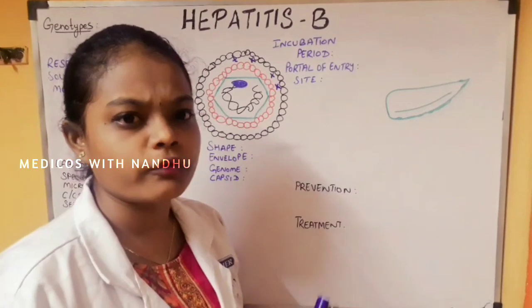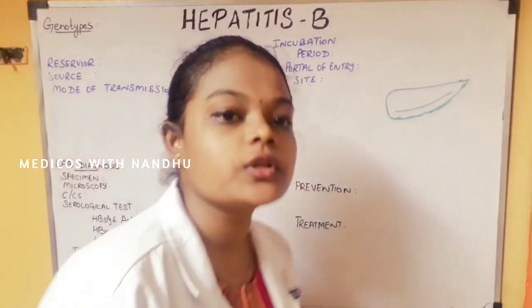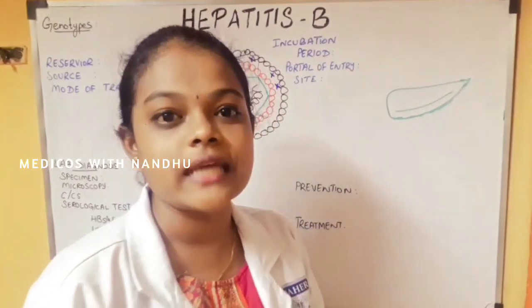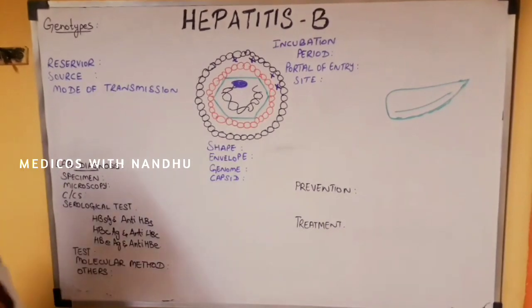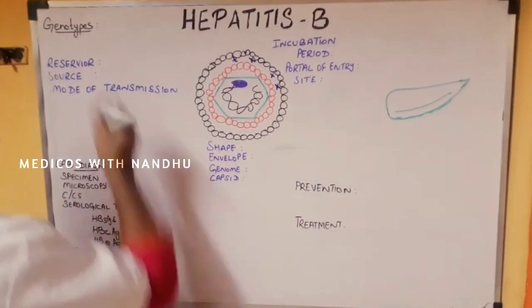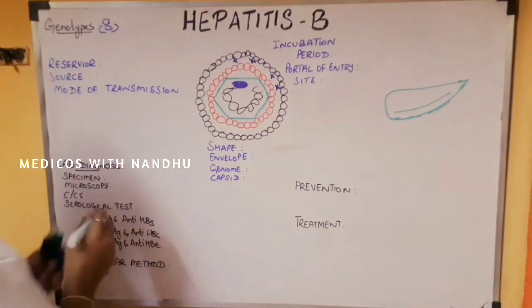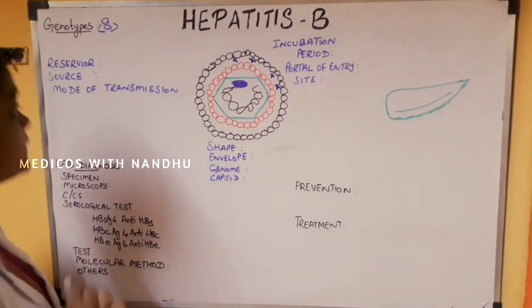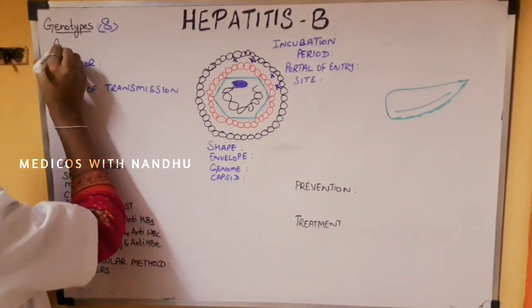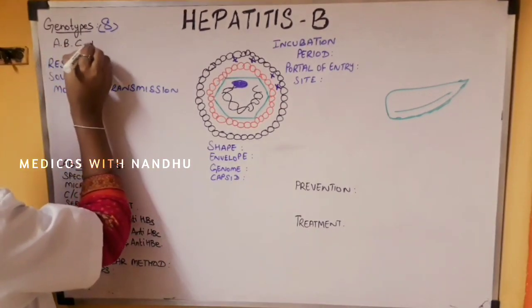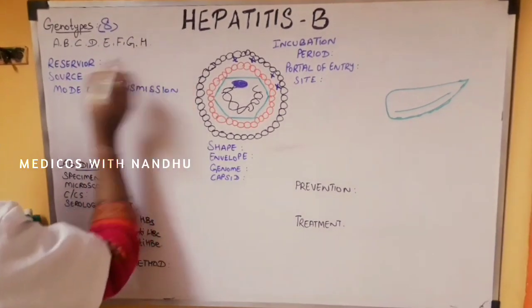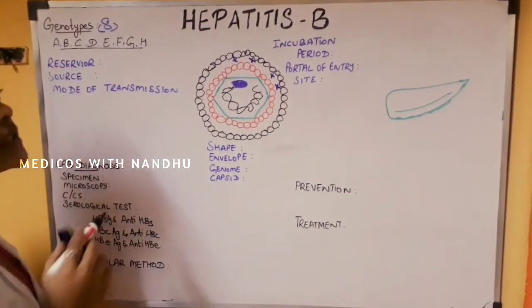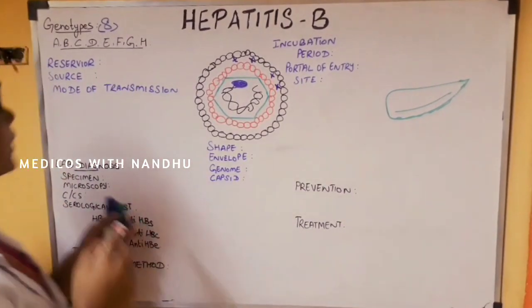Before we go to the morphology, pathophysiology, clinical features, treatment and prevention, we are going to see about the genotype. Normally there are 8 genotypes here. What are they? They are A, B, C, D, E, F, G and H. So these are the 8 genotypes present in hepatitis B.